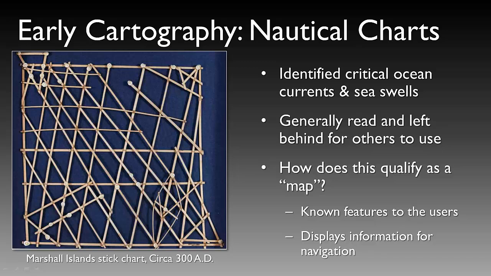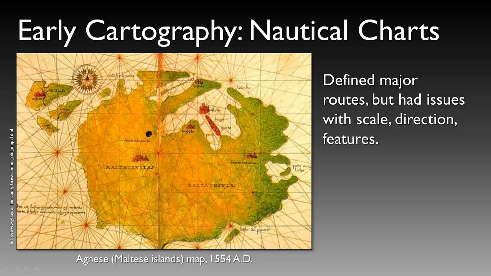Other early cartography included nautical charts that identified critical ocean currents and swells. Many times these maps were read and then left behind for others to use. In our context, this may not qualify as a map as we know it, but to the users there were known features and it displayed information for critical navigation. Again, in this nautical chart from 1554 AD, you can see that major routes are defined, but if you really look closely, there are issues with scale and direction.